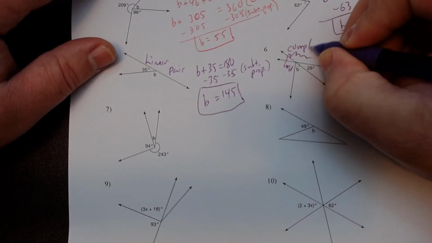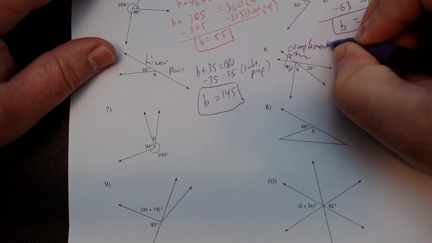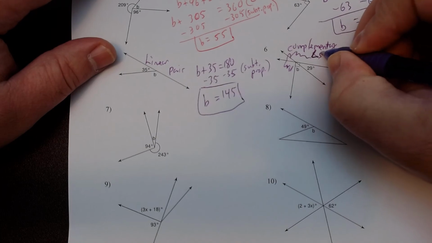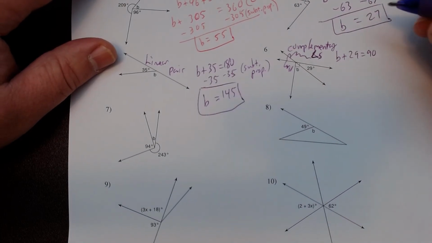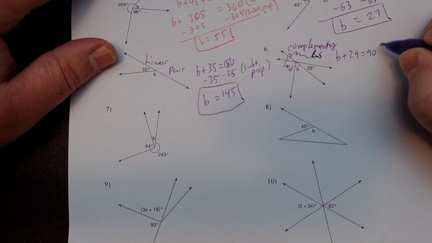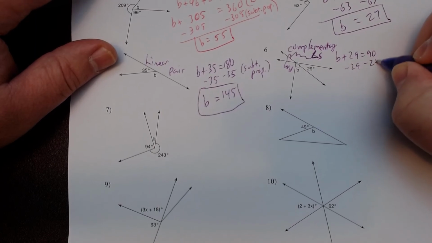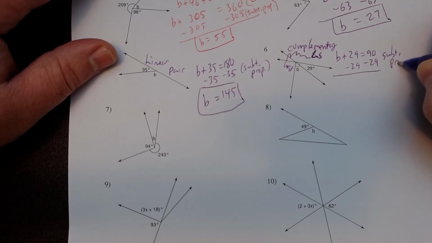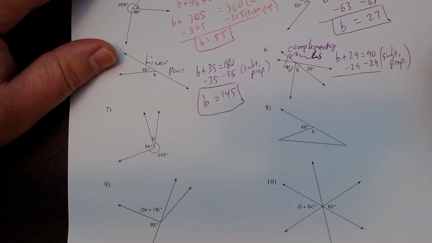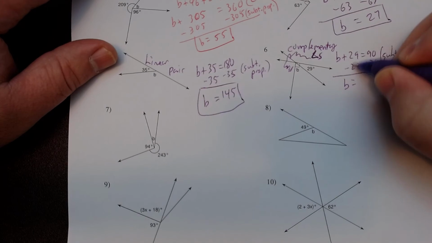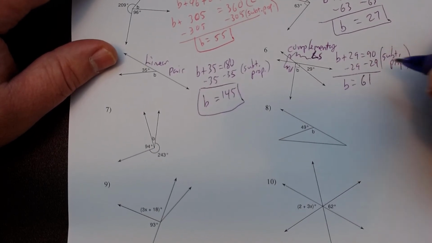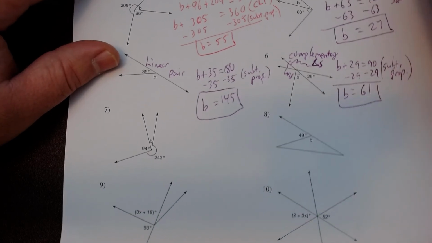I'm gonna put complementary right here. Angles, I'm gonna put the symbol because I'm running out of room. So that little angle symbol and then S for plural. You need to move this 29 across. Again, we subtracted to do that, so that's a subtraction property right there. B is 29 would go away, be 61. There's your answer.